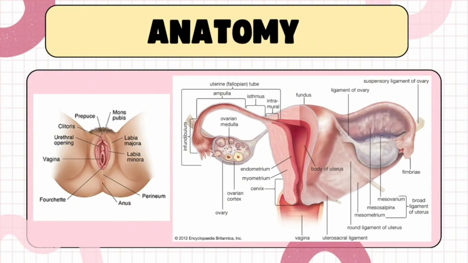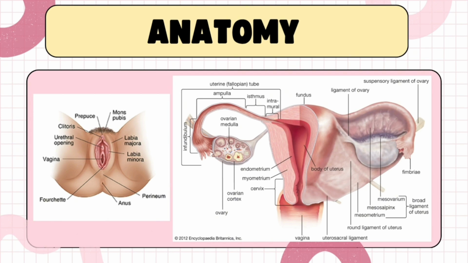Starting with the anatomy, the female reproductive system consists of both internal and external organs that work together to produce female gametes, support fertilization, and maintain the pregnancy. The main internal organs include the ovaries, fallopian tubes, uterus, cervix, and vagina. The ovaries are responsible for producing ova or eggs and secreting important hormones such as estrogen and progesterone.